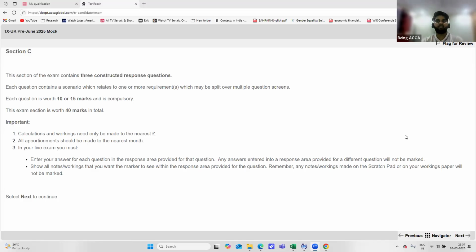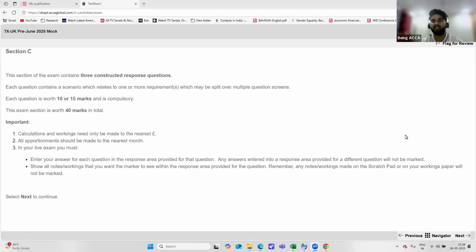In Section C, we will have a total of three questions, which can be divided into multiple parts, but the ultimate questions would be three. One question would be of 10 marks, and the other two would be of 15 marks each. Of the two 15 markers, one will definitely be from corporation tax, and the second will be from taxation of an individual's income. These can come in any order, but two 15 markers will definitely come from these, and the 10 marker can come from anywhere across the syllabus.